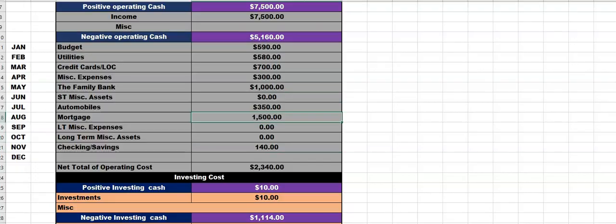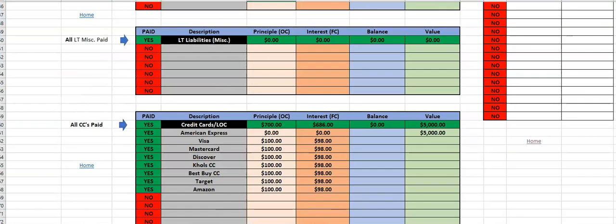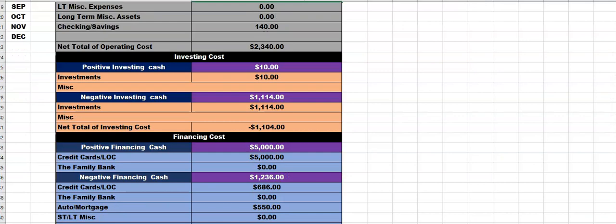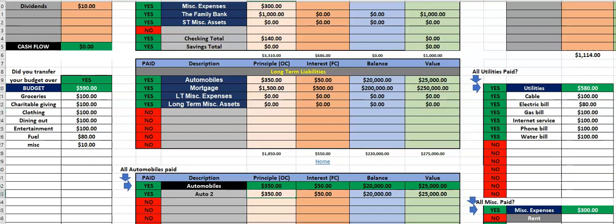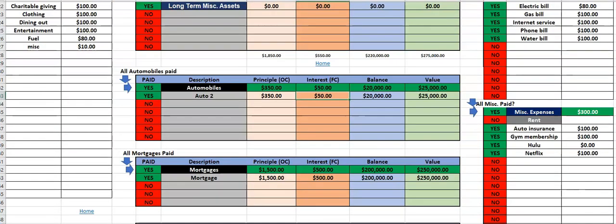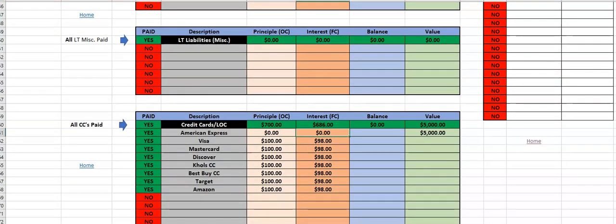Automobiles 350 and 1,500. Again, the 350 and 1,500, that's just the principal part of it. We separated the finance on the cash flow statement. The financing credit cards: 550 for the auto and the mortgage, and 686 for credit cards. Wait, no. $50 for automobile. That's 550 for auto and mortgage, and then credit cards 686.